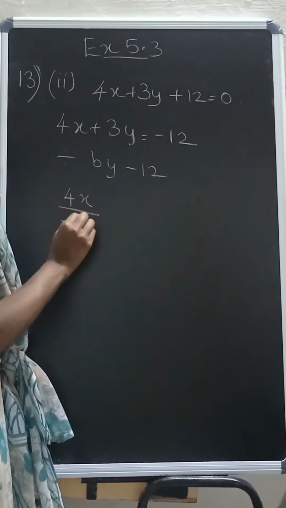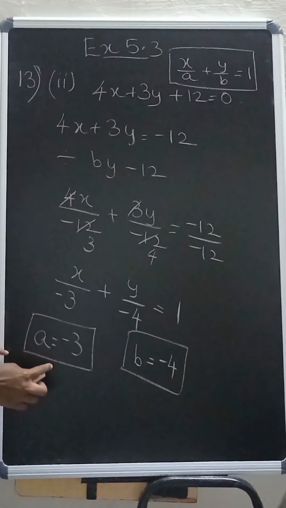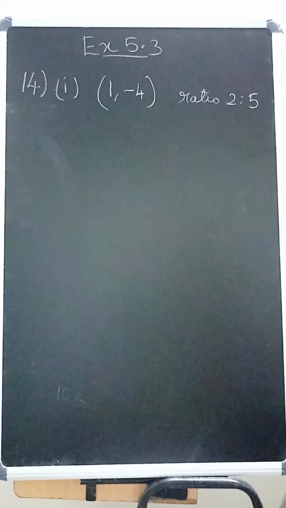Compare this with the general equation. What is the general equation? x by a plus y by b is equal to 1 is the equation in the intercept form. So now comparing this equation and this equation, you get a is equal to minus 3 and b is equal to minus 4.